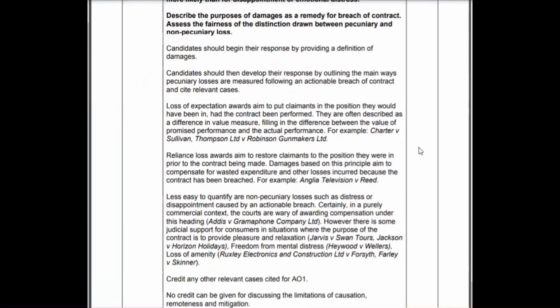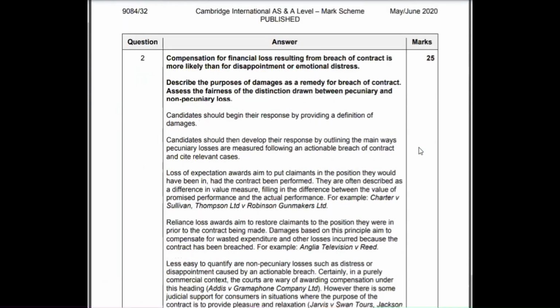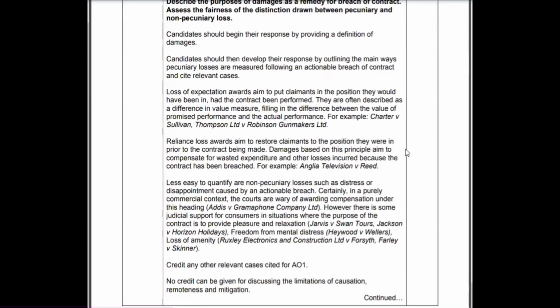Here is the mark scheme, and let's see how the mark scheme has told us to write about it. So they're saying the candidates should then develop their response by outlining the main ways pecuniary losses are measured following an actionable breach of the contract and cite relevant cases. We all know that we have to cite these relevant cases. Why? Because when we cite these cases, they are going to be the evidence or the support of our argument. All right.